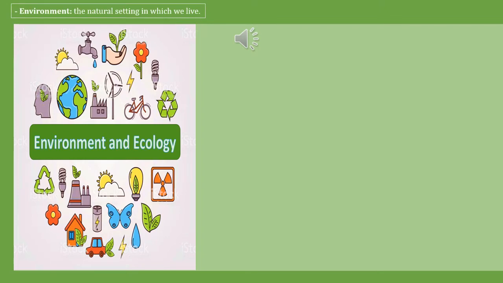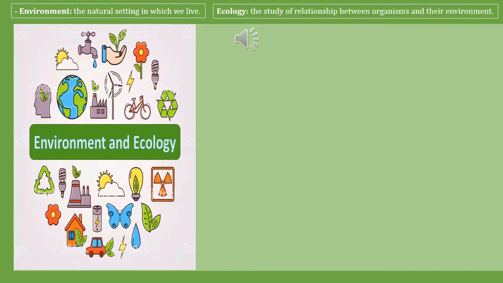So environment is the natural setting in which we live. It means the context where we live and all the surroundings that we live with, especially plants, air, animals, etc. And ecology refers to the study of the relationship between the organisms and their environment. It's the science that studies the relationship between these organisms, these living things, especially, as I said, like plants, animals, humans, bacteria, etc., air, etc.